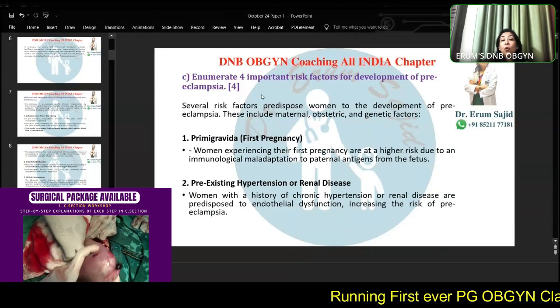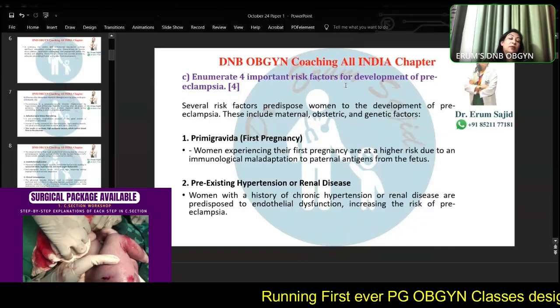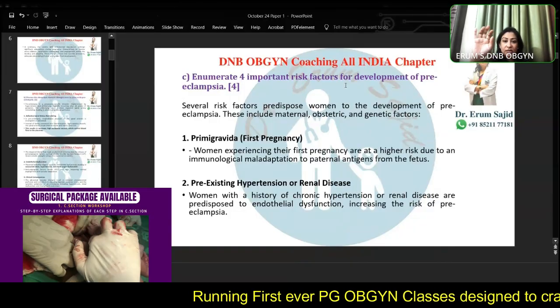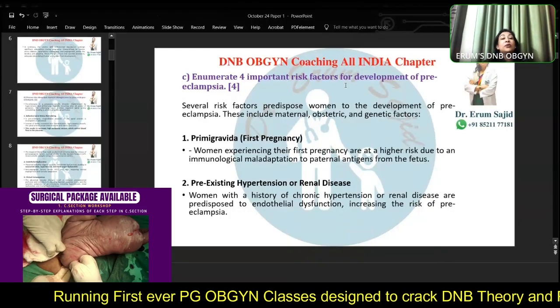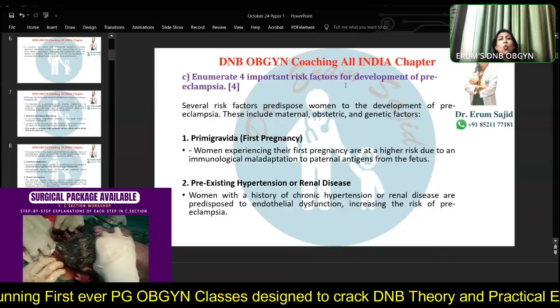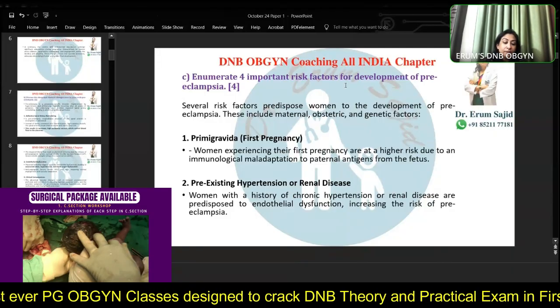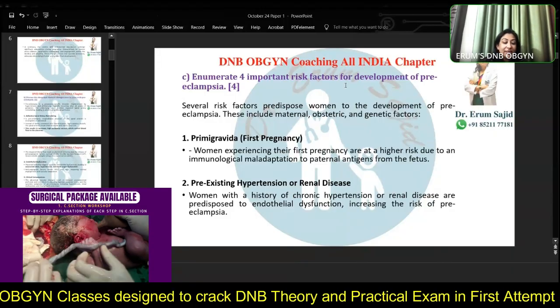Now enumerate 4 important risk factors for the development of preeclampsia. Now according to you, what do you think? Just enumerate 4. Give me 4 of these. The risk factors for development of preeclampsia. Who all develop preeclampsia? Just think about it. 4 points, guys. Come on.